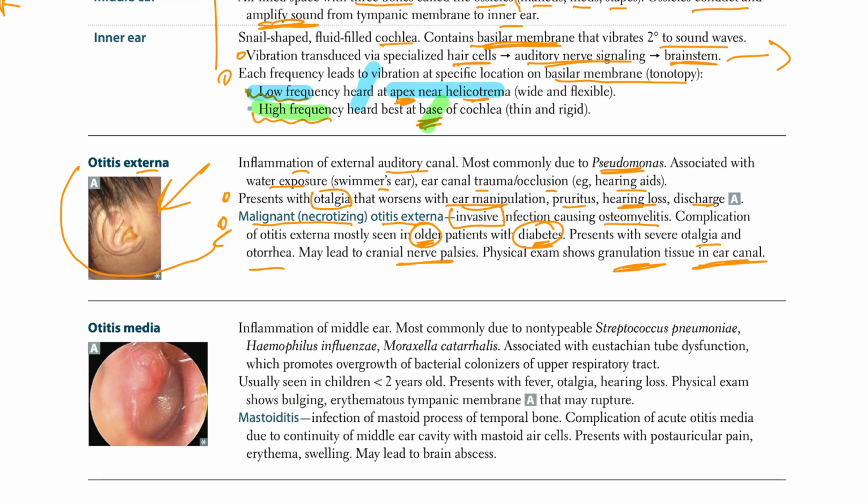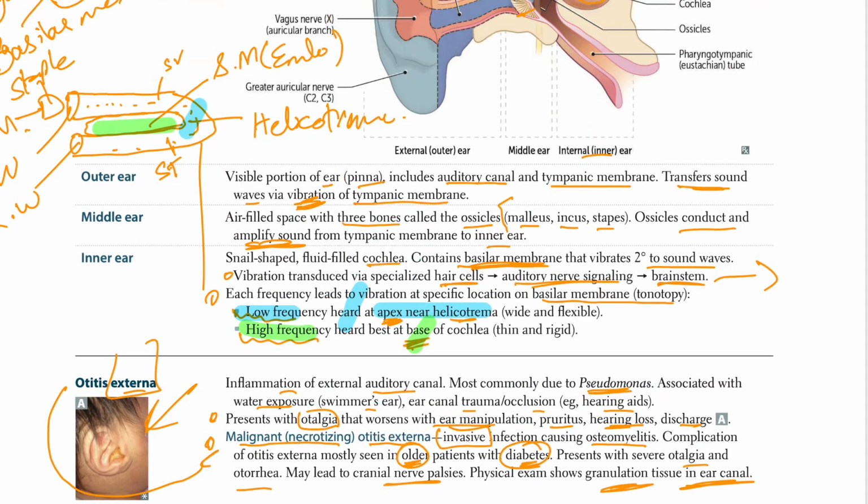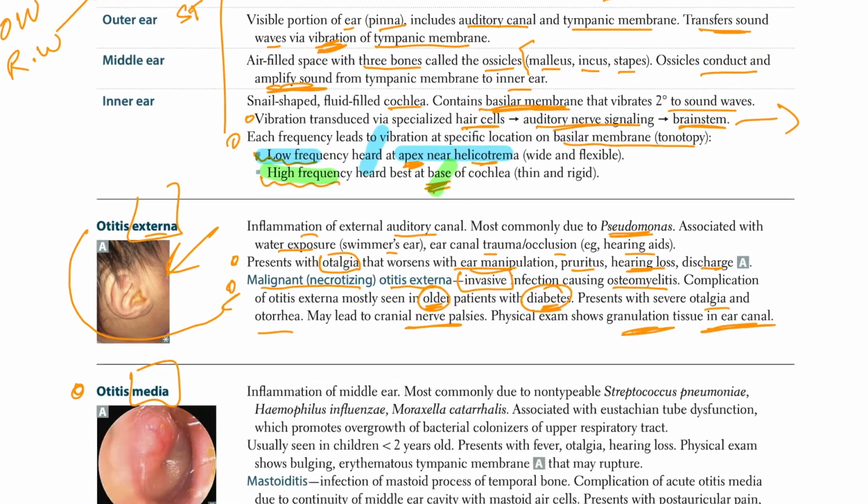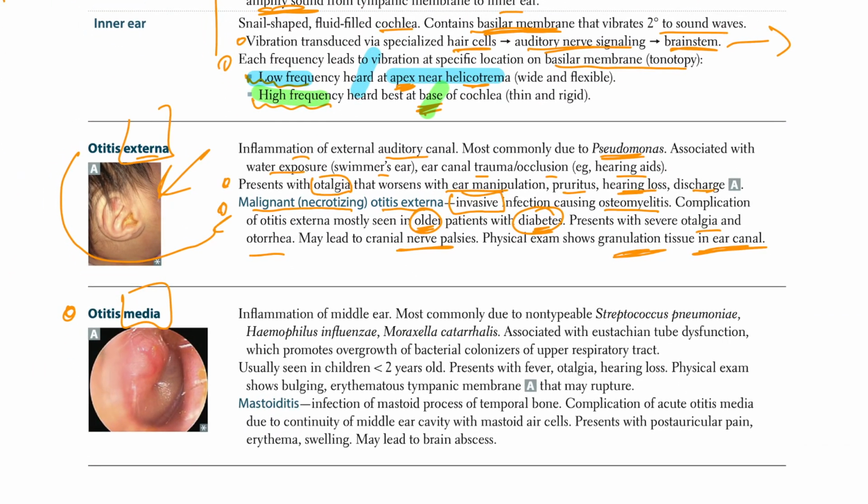Okay. Now let's take a look at the next one. We have here otitis media. Now we're moving from the external ear to the middle ear, media. Here's the middle ear. Here what we have is the inflammation of the middle ear, most commonly due to non-typable Streptococcus pneumoniae. Bugs are important. Again, non-typable Strep pneumoniae, Haemophilus influenzae, Moraxella catarrhalis, associated with eustachian tube dysfunction. That is the association, eustachian tube dysfunction.